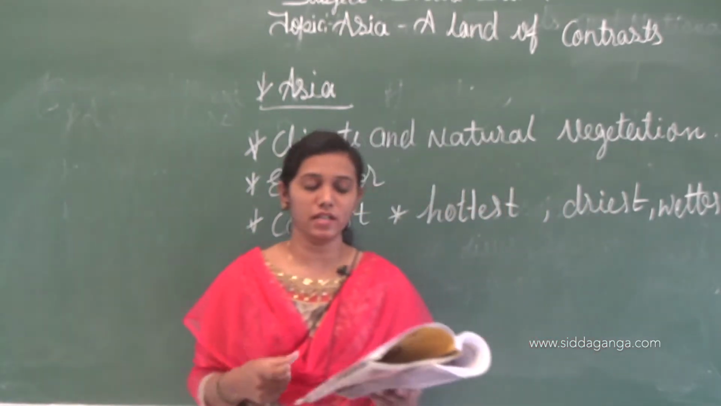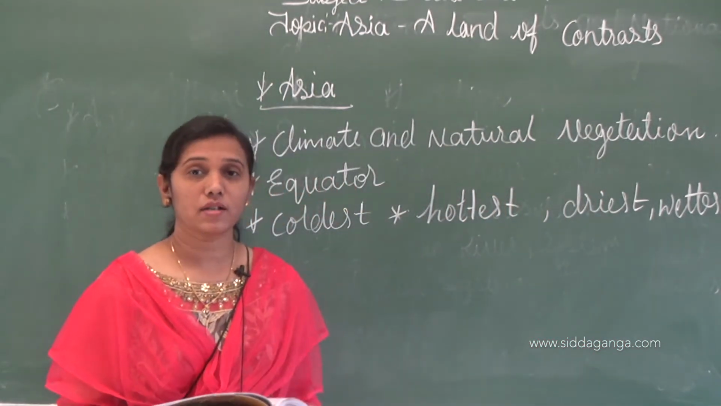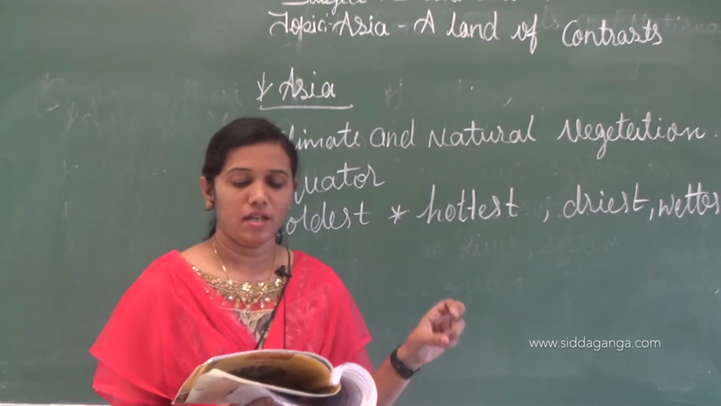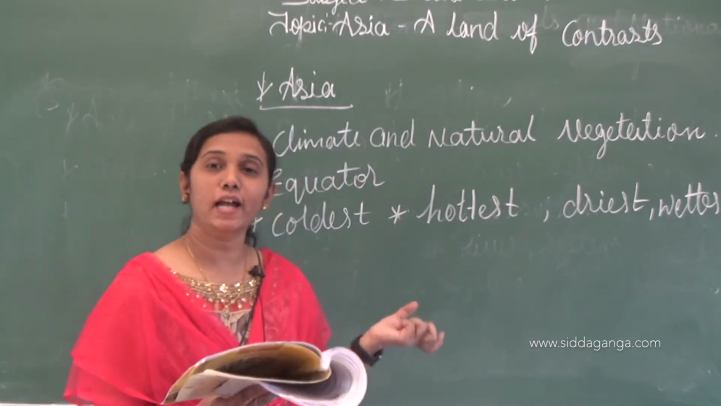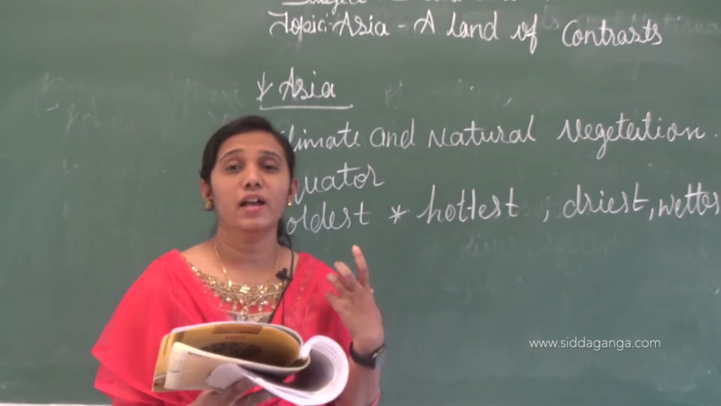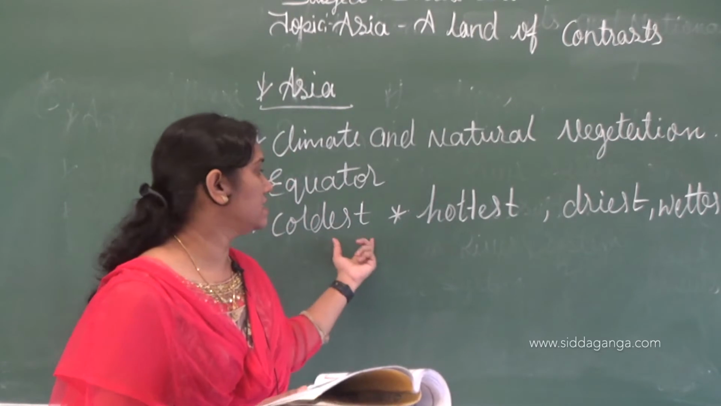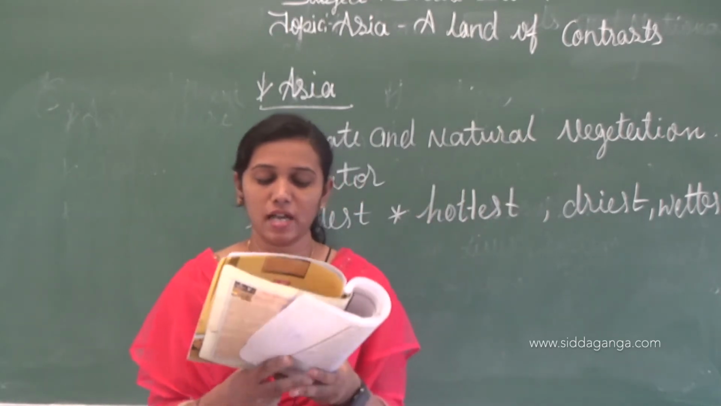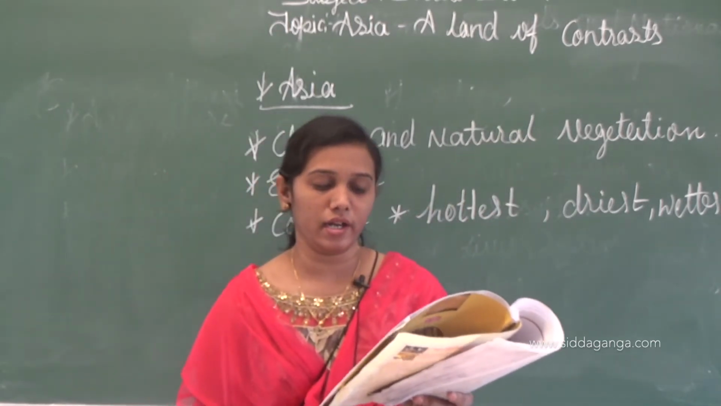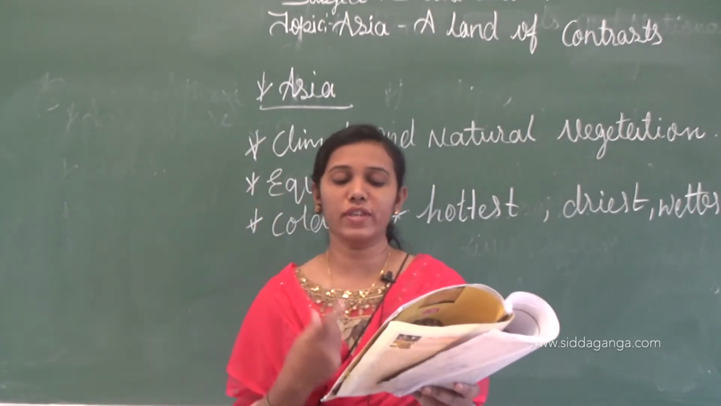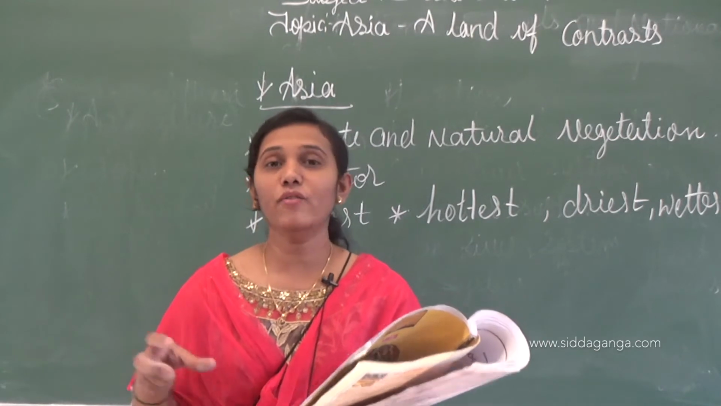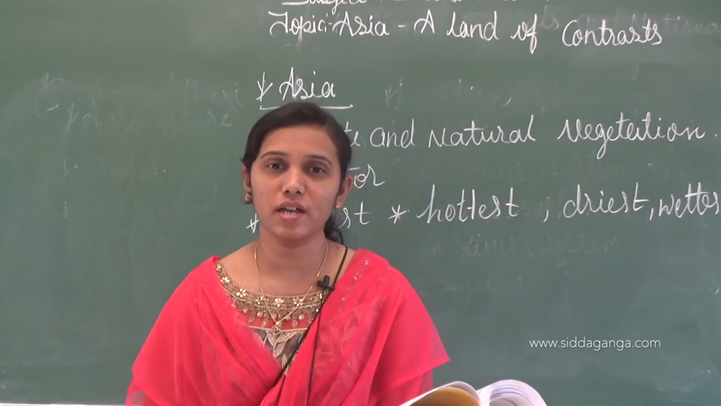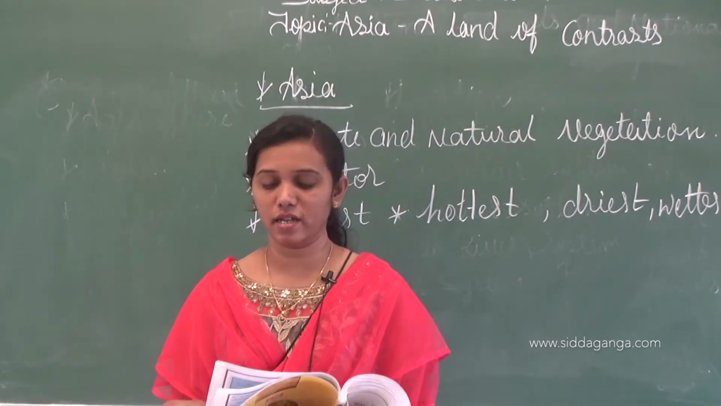Once again listen here children. Asia is a vast continent. It extends from the equator to the polar region. That's why it has a wide variety of climates, isn't it? Asia has some places with the coldest lands, and some places with the hottest, driest and wettest lands. The varied climate of the continent is due to several factors such as size, latitudinal extent, physical features and monsoon winds, etc.